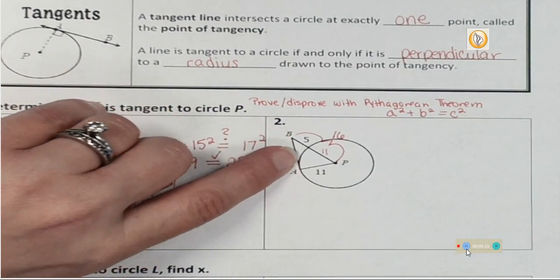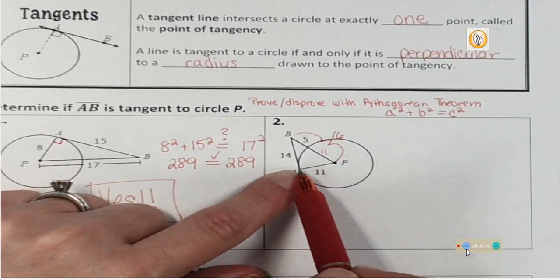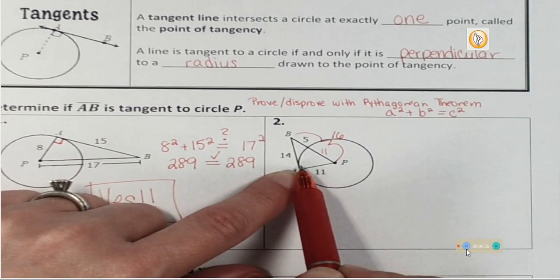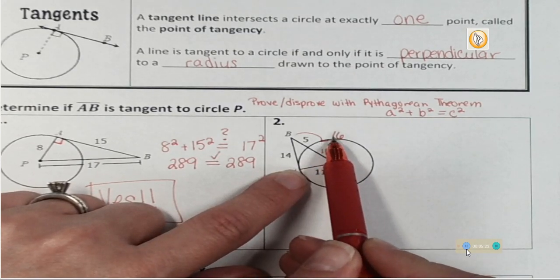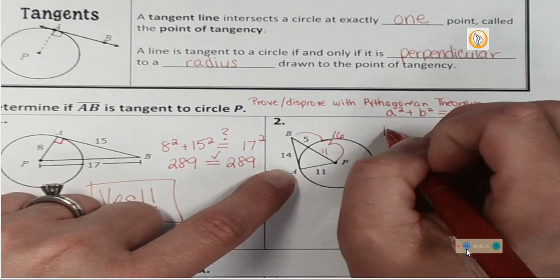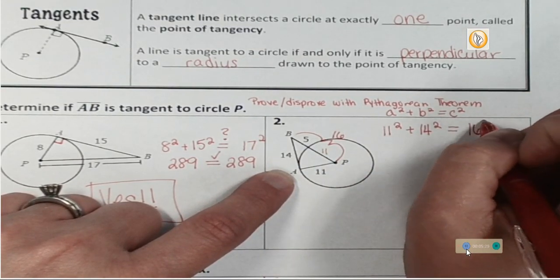All right, now, your possible tangent is AB. So where should your possible right angle be? Right there at A. So if this is possibly my right angle, what is my hypotenuse? Talk to me. My hypotenuse would be my 16. So 11 squared plus 14 squared equals a possible 16 squared.